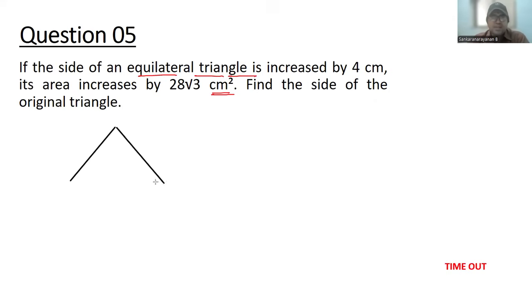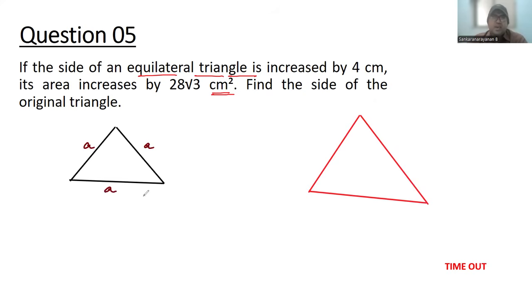Okay. So let me consider the original triangle. It looks like this. Now that's an equilateral triangle. You are increasing the side by 4 centimeters. So let us consider the other triangle, the one with the length increased by 4 centimeters. It looks slightly enlarged, like this, what you can see. So that's what the second triangle is. I shall just write the values. Let me assume the side of that original triangle is a units.